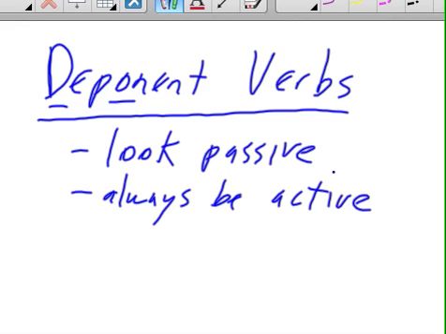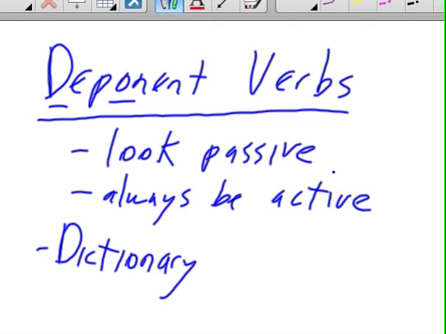Okay, so the next question, the logical question should be, how do I know if a verb is deponent? Because when I see a passive ending, I don't want to just automatically assume it's active. That's crazy. So how do I know if a verb is deponent? You have to be able to see the dictionary entry, all right, or have it memorized, one of the two.